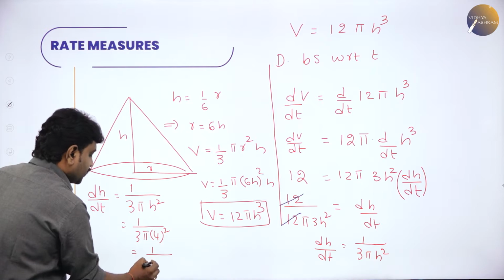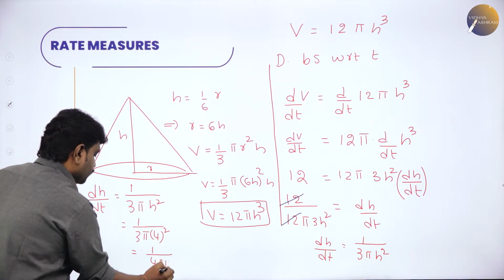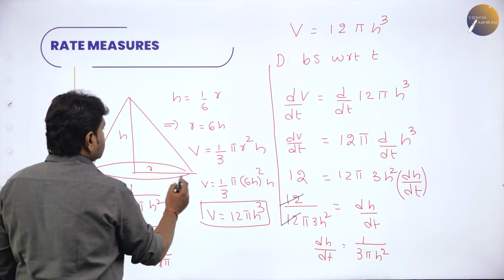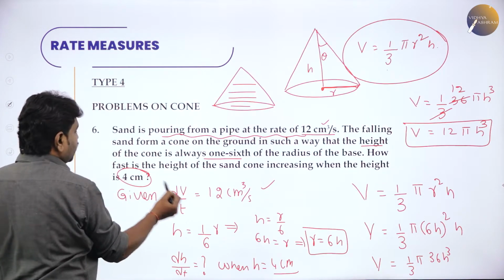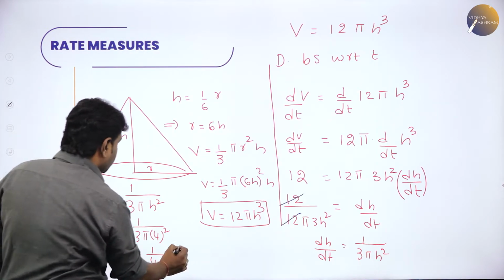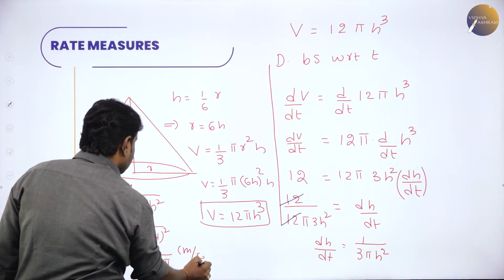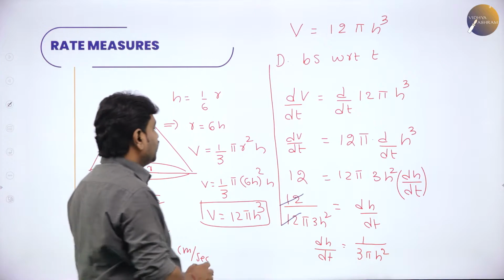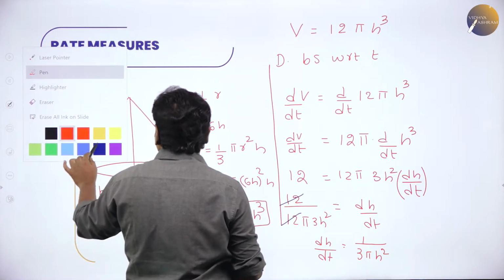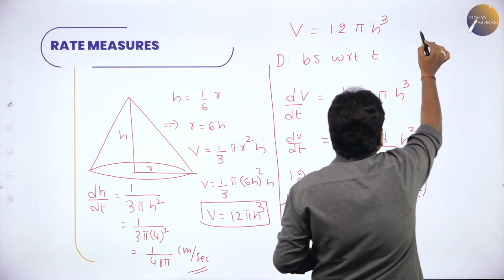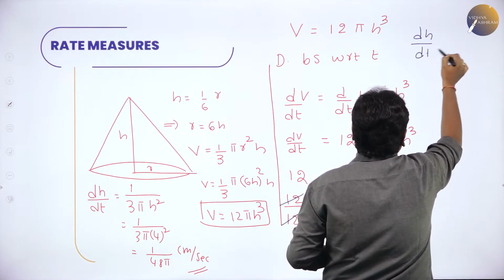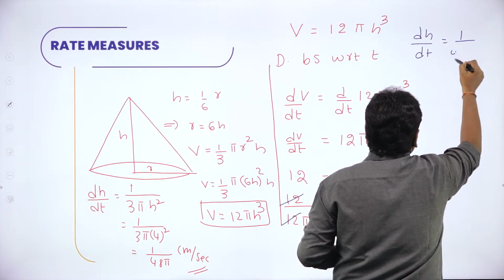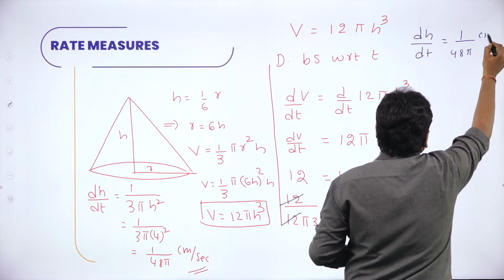So now that will become 1/4 square is 16, 16 3s are 48 pi. This is in centimeter, volume is in centimeter cube, so this will be in centimeter per second. Height is measured in centimeter per second. So this is the formula, this is the value. Finally they wanted you to find the rate of change of height, or at what rate height increases. dh by dt we got 1 by 48 pi centimeter per second.